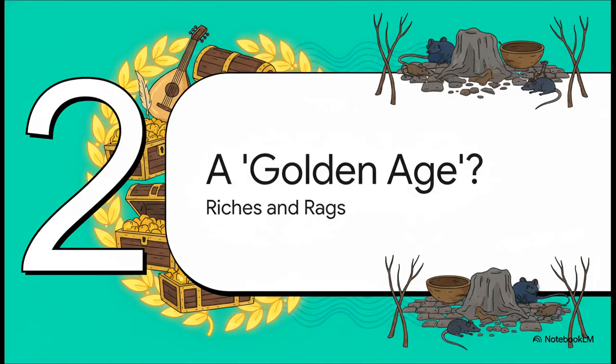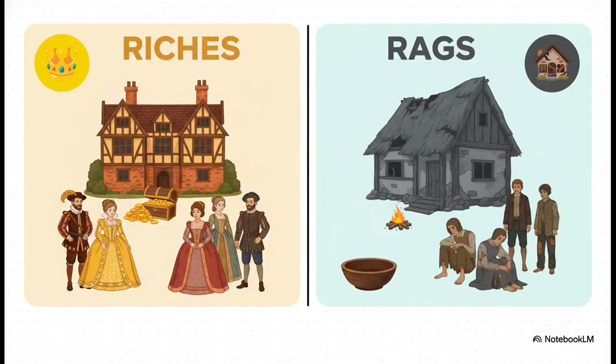So while the rich and powerful were playing political games, what was life like for everybody else? We always hear this period called a golden age, a time of amazing culture and wealth. And sure, for some people it was. But for your exam, you have to understand that this was an age of really stark contrasts, basically of riches and rags. This slide really shows you the 2 sides of the coin.